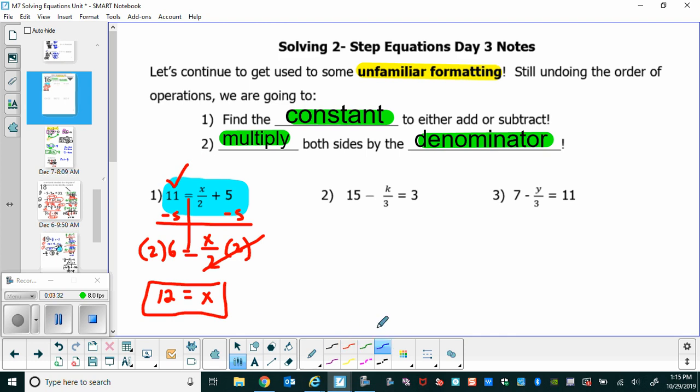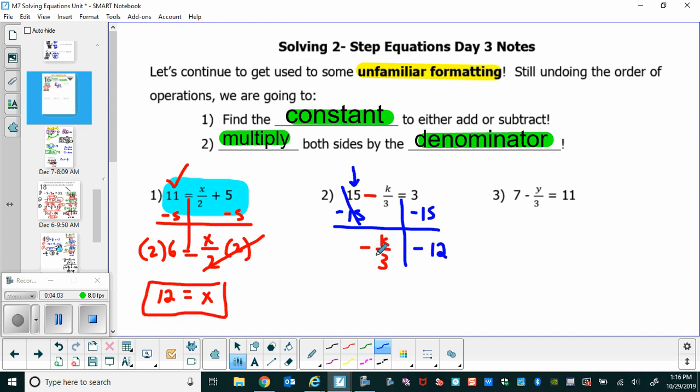All right, now we got to be really careful here for number 2. We're going to drop our line, and we're going to focus over here and ask ourselves, what is the constant? The constant is this 15, and since it's positive, we're going to subtract 15 on both sides. So it's going to cancel out over here. 15 minus 15 is gone, and we got to be really careful, y'all. There's a negative here, so we have a negative with this k over 3. Now on this side, we have 3 minus 15 is a negative 12.